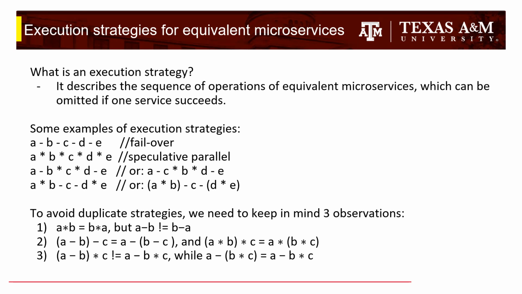But there's a chance that there can be duplicate strategies. So to avoid that, we need to keep these 3 observations in mind, which is that the failover strategy is not commutative, but the parallel strategy is, and both speculative and failover strategies follow the associative property, etc.